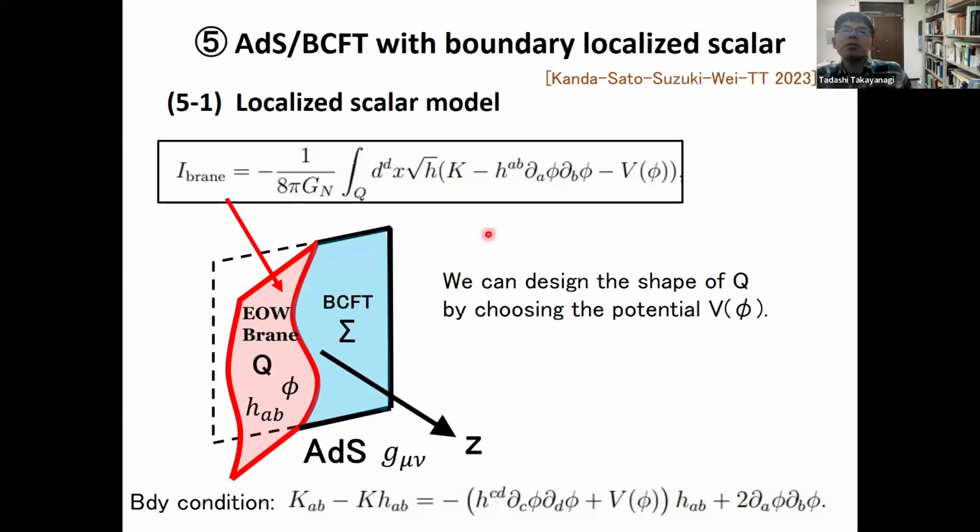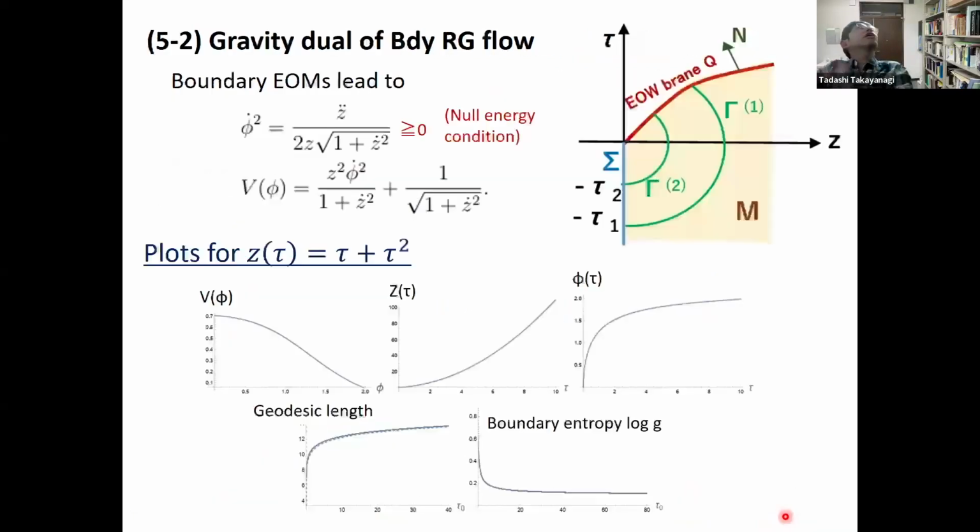And the boundary condition, by taking a variation of h_ab, you get this equation. This is a familiar term, and this is the boundary energy stress tensor. But now in terms of the scalar field, it takes this form, a potential and a kinetic term and so on. So we can actually analyze the gravity dual of this boundary renormalization group flow. In the context of the g-theorem, I already talked about boundary renormalization group flow, but we can realize the gravity dual of that because we're using this scalar field.